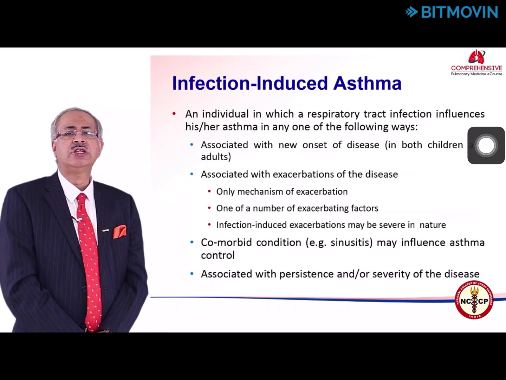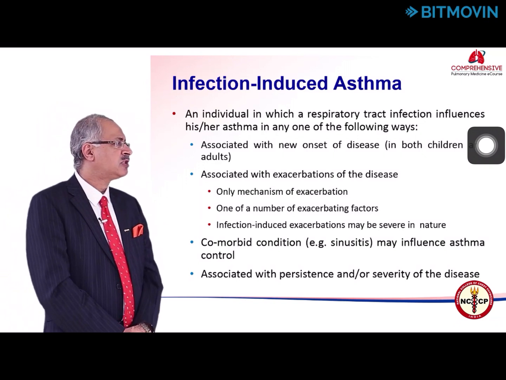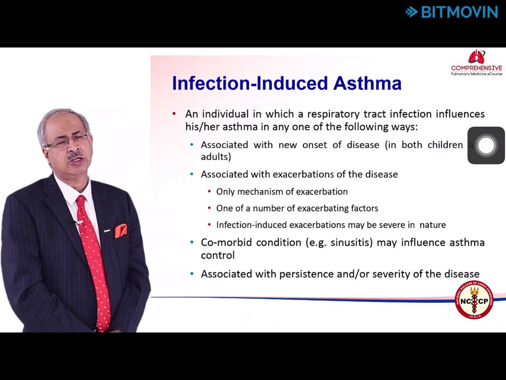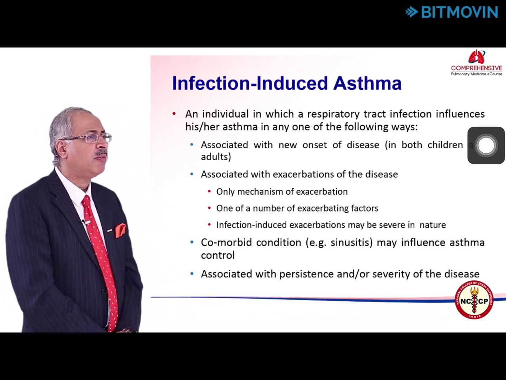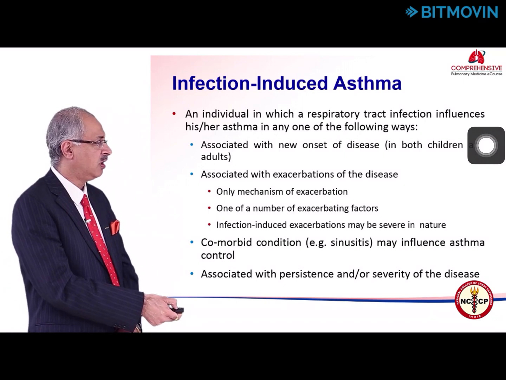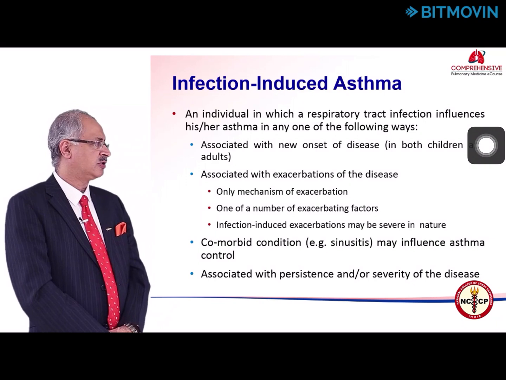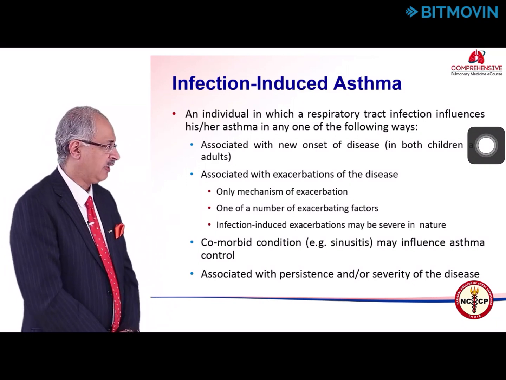Another phenotype which you see is infection-induced asthma. This is an individual in whom a respiratory tract infection influences asthma, and commonly you tend to see it with viruses. It can be associated with new-onset disease in both children and adults, or it can be the only mechanism of exacerbation, or there could be a number of other factors.